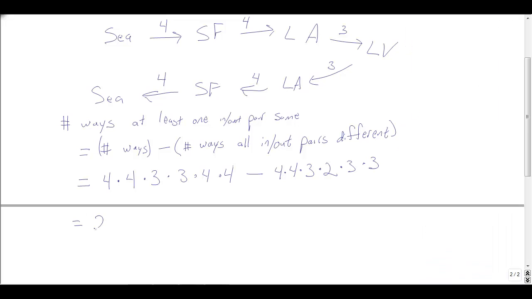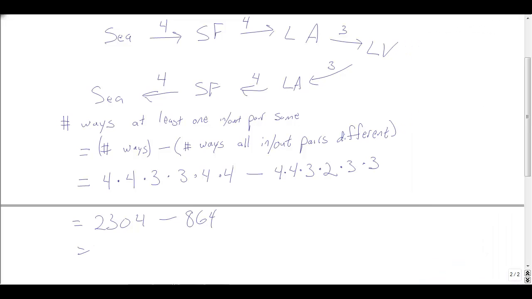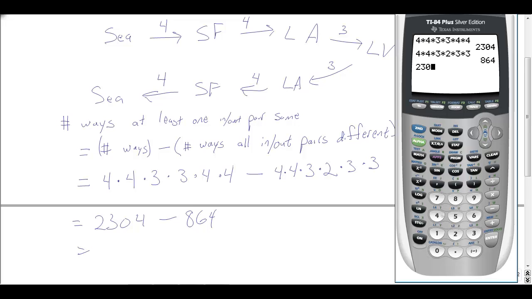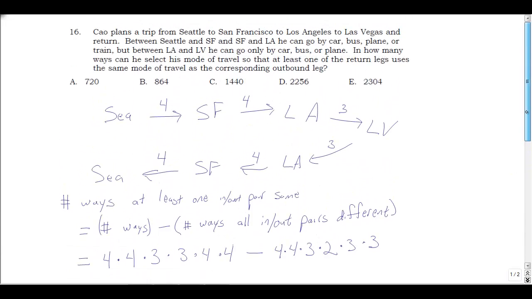Total number of ways is 2304 minus total number of ways where every pair in-out is different. I get 864. And so that leaves me with 2304 minus the 864 gives me 1,440 ways where I use at least one of my legs as the same in and outbound pair. So 1440 is my answer, and that is C. There we go, and that's our answer.